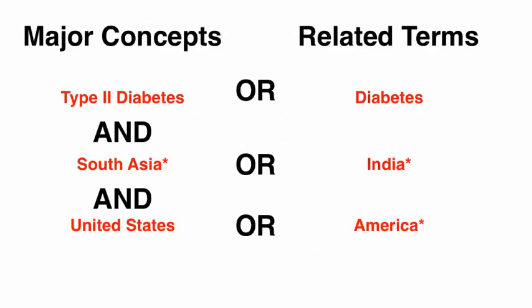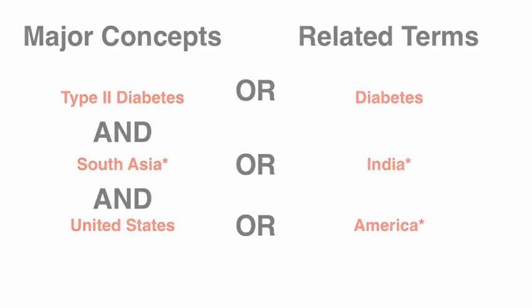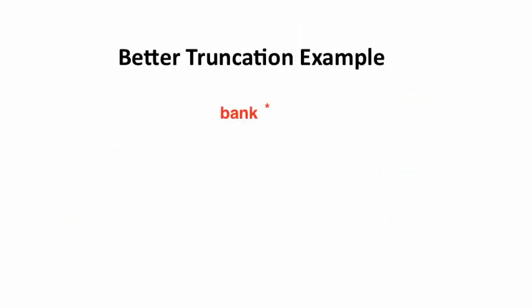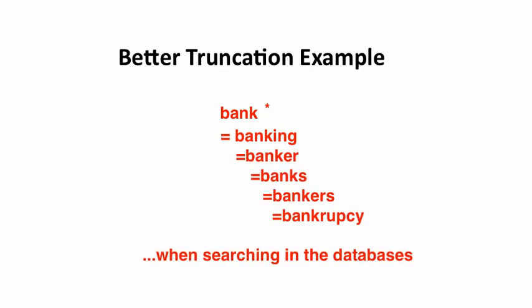I've removed the N from the word Indian, so now it just says India, so it'll find Indian or India. And I've also done the same with America, so I've removed the N, now it'll find American or America. So a better example of this might be the word bank or banking or banker. So if we type the word bank with an asterisk and we search the database for that, the database will retrieve articles with the word bank, banks, banking, banker, bankers, bankruptcy. All of those words would be returned.